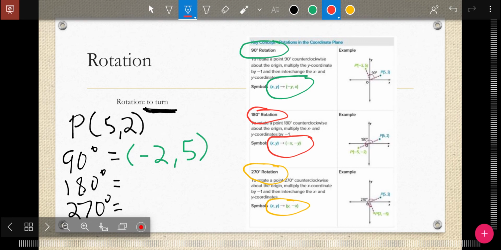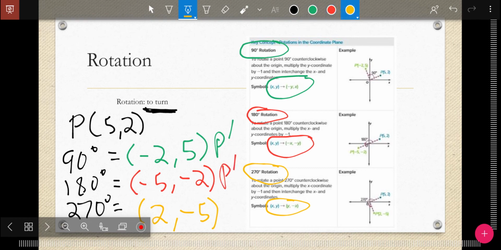For 180 degrees, it's pretty easy. I'm just using this rule: x, y becomes opposite x, opposite y. So the opposite of 5 is negative 5. The opposite of 2 is negative 2. And for 270, I'm using this rule down here: x, y becomes y, opposite x. The y was 2, and that just goes first now. The 5 becomes opposite, so it's negative 5. And again, these would all be P image based on the rotation that we did.